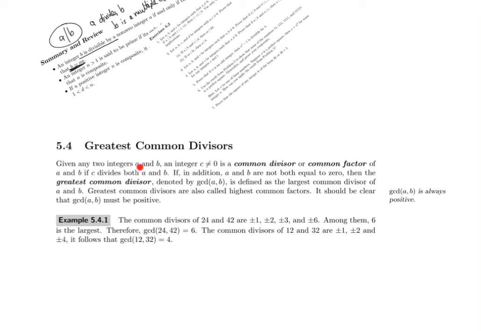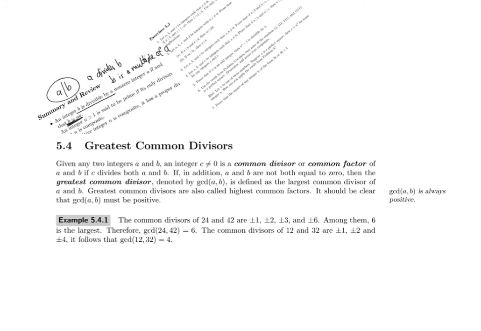We have two integers, a and b. There's no restrictions on a and b so far. An integer c not equal to 0 is called a common divisor or a common factor of a and b if that number c divides both a and b. So to understand what this first sentence says, you have to have mastered working with the definition of divides. Okay?